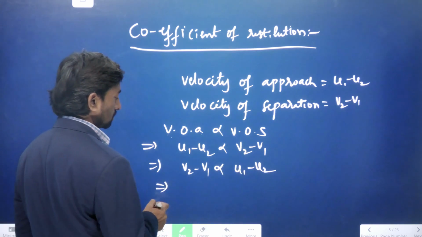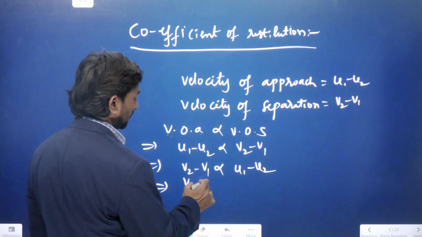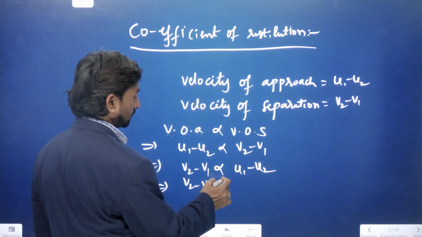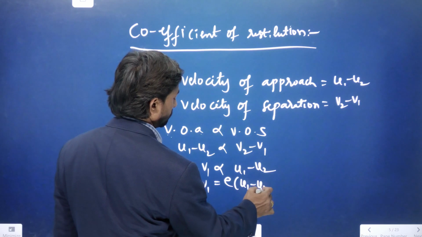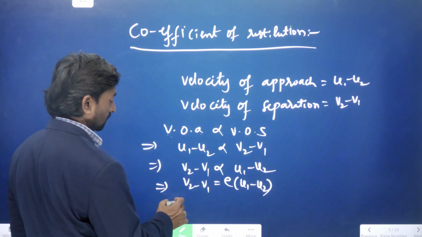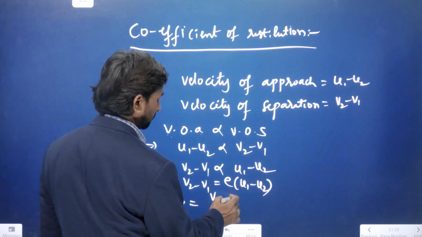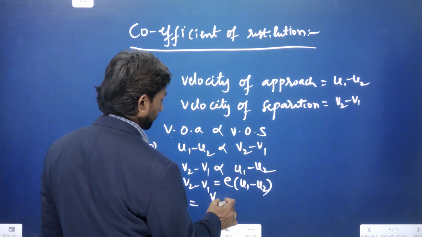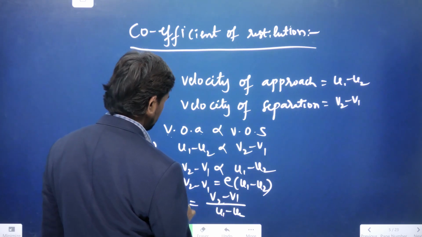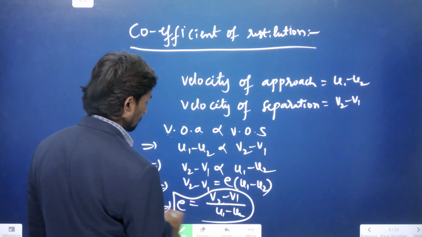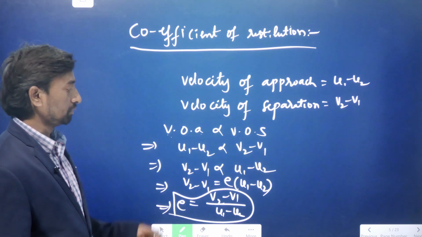So then what can we write here? v2 minus v1, if you remove this proportionality, we will get a constant, that is E, with u1 minus u2 there. So E is equals to v2 minus v1 divided by u1 minus u2. This is the expression we got, and it is nothing but the coefficient of restitution.